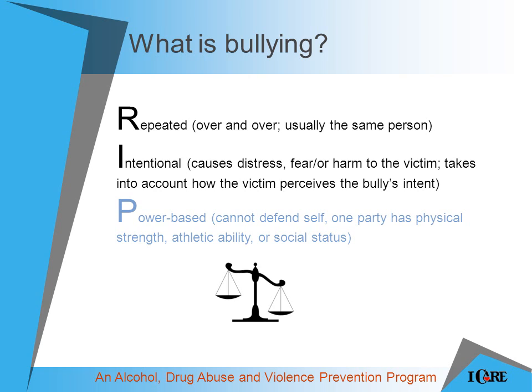The P stands for power-based. In determining if a misbehavior is bullying, it is important to look at the power of the parties involved. One party will have some advantage over the other. The victim may lack the ability to defend themselves. Remember, advantages can vary. Power can be based in physical aspects, economics, or social status. In many cases, the perception of the bystanders is key in determining which party has the power and how they might misuse that power.